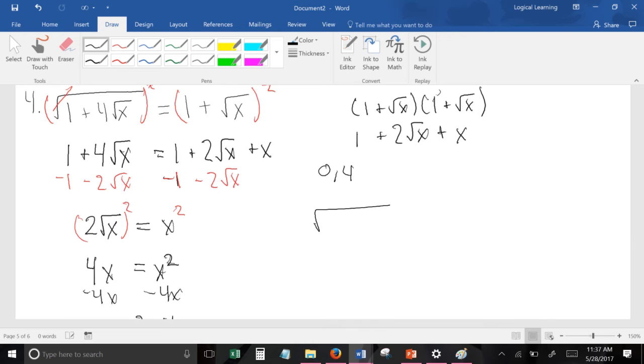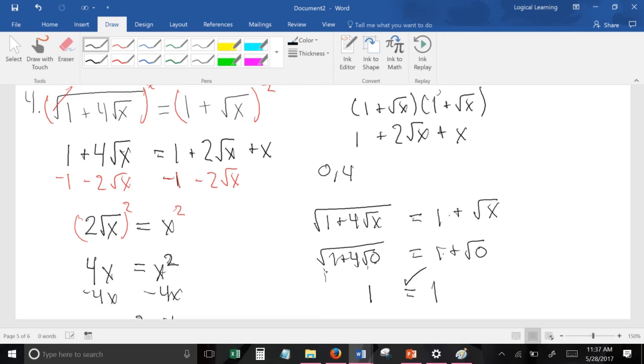Our original equation is the square root of 1 plus 4 root x is equal to 1 plus root x. So first let's put a 0 in here. The square root of 1 plus 4 times the square root of 0 equal to 1 plus the square root of 0. Well, the square root of 0 is 0, and 4 times 0 is 0. So we just have on the left side the square root of 1 plus 0, which is the square root of 1, which is 1. And on the right side we have 1 plus the square root of 0, which is 1 plus 0, which is 1. And we see that 0 is in fact a valid solution.